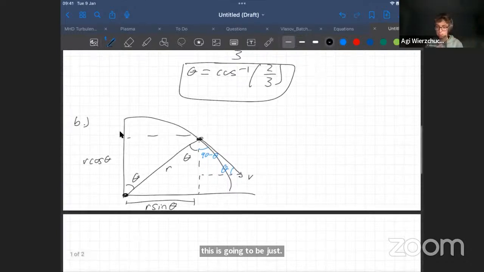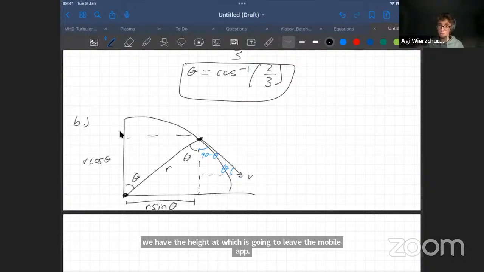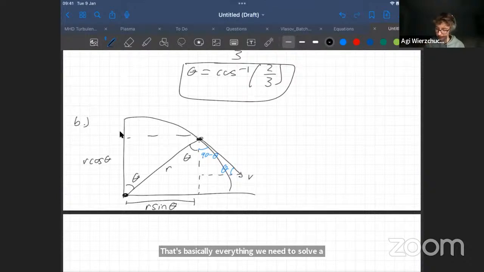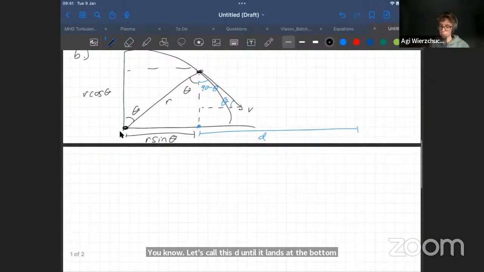We have a velocity that the marble is going to leave at. We have the height at which it's going to leave. That's basically everything we need to solve a Suvat equation, to find exactly how far the marble is going to travel from this particular point that it leaves, let's call this D, until it lands at the bottom. So how do we do that? Let me just quickly go through that, because at this point this is a Suvat problem.